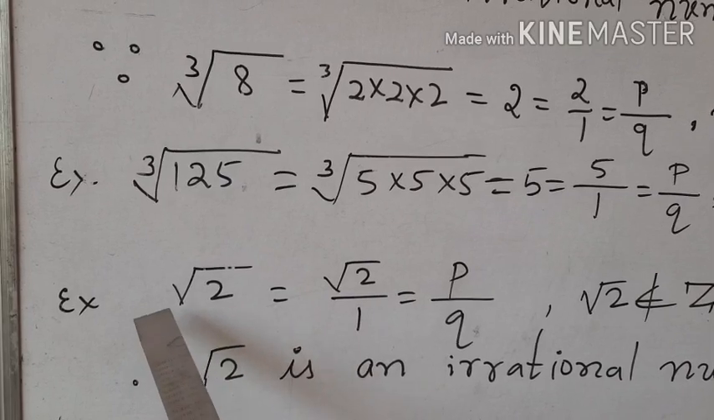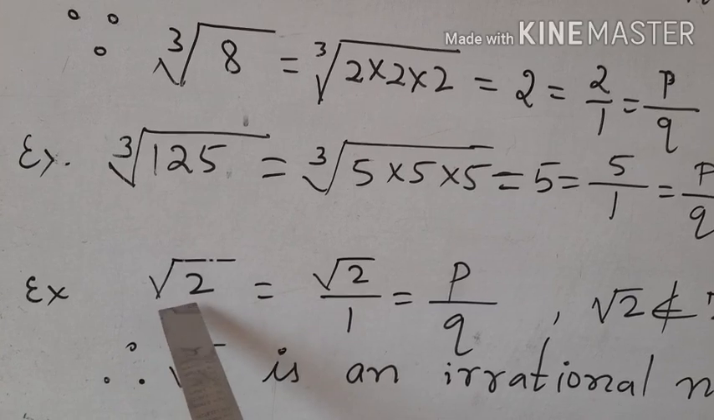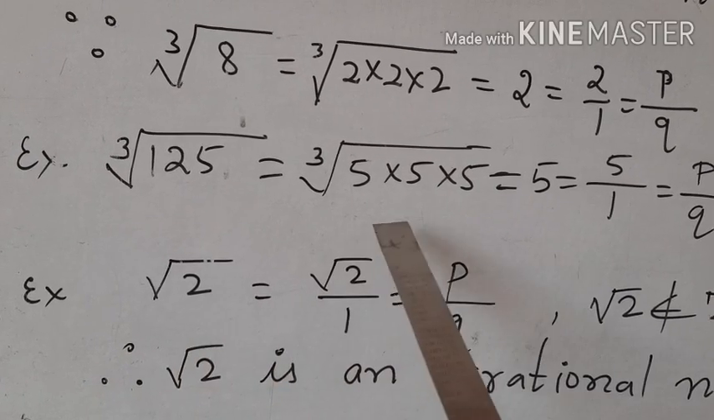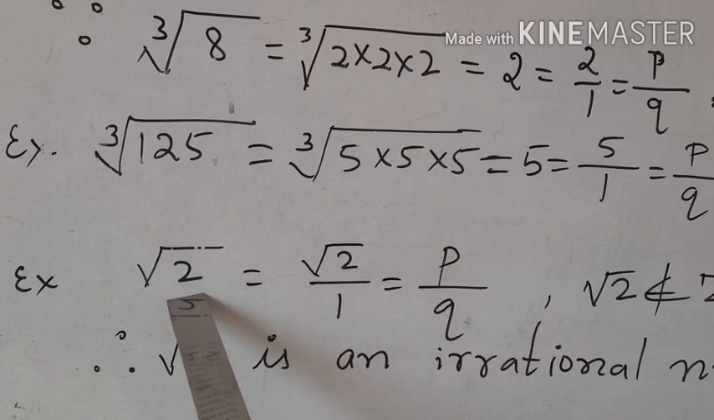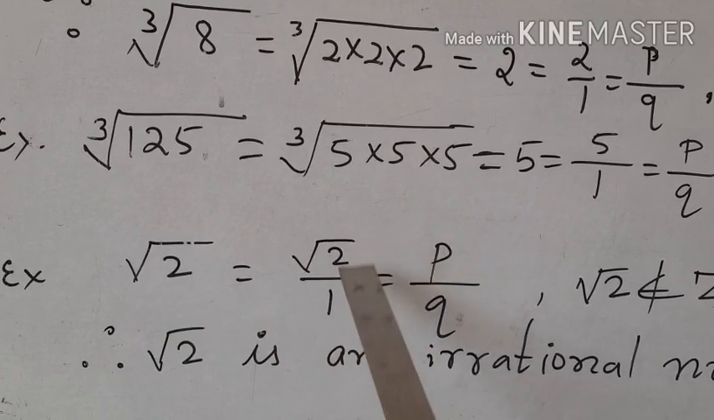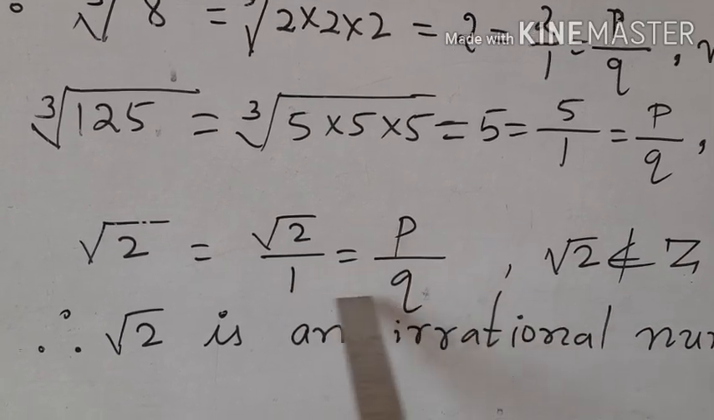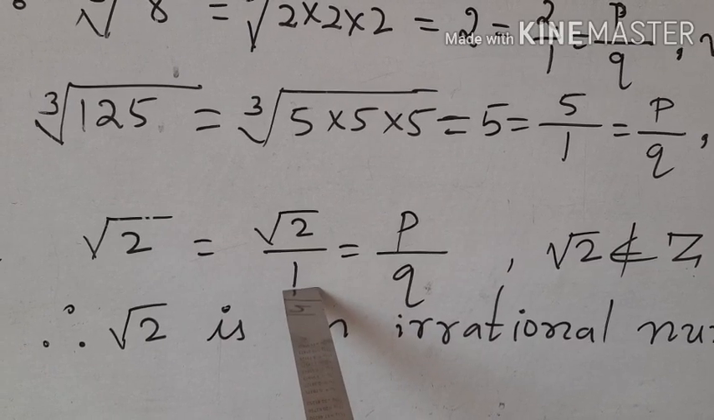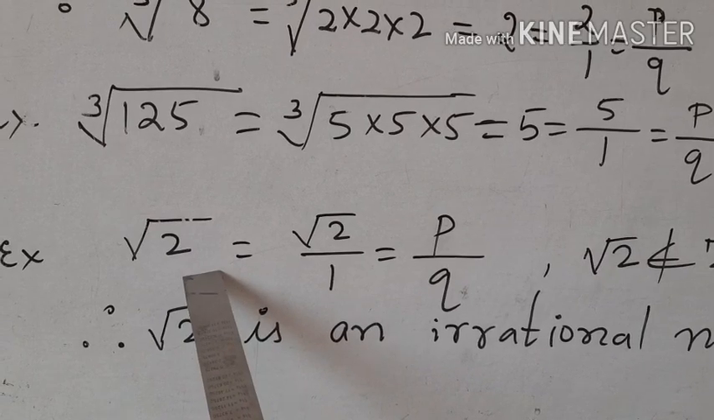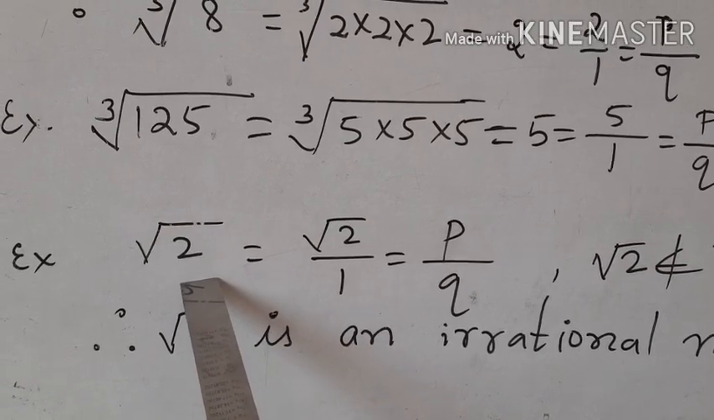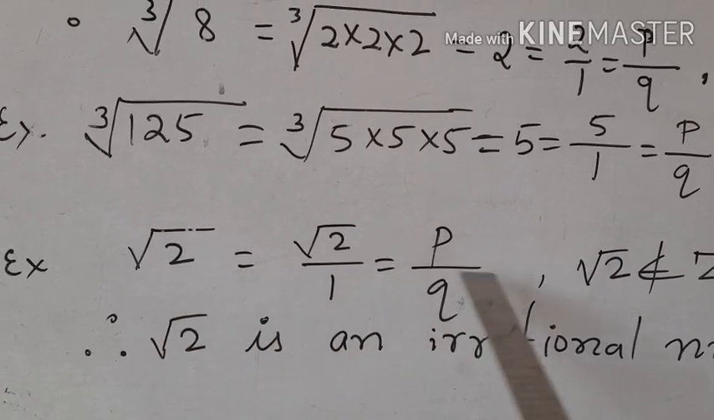Now let us take the example square root of 2. Some people may question me that, sir, square root of 2 is equal to square root of 2 upon 1, because any number divided by 1 is the same number. Therefore, square root of 2 is equal to root 2 upon 1. Now it is in the form of p by q, where p is root 2 and q is 1 and q is not equal to 0. Therefore, they may say that square root of 2 is a rational number, not an irrational number. Okay, but you are true. But look at the answer here.